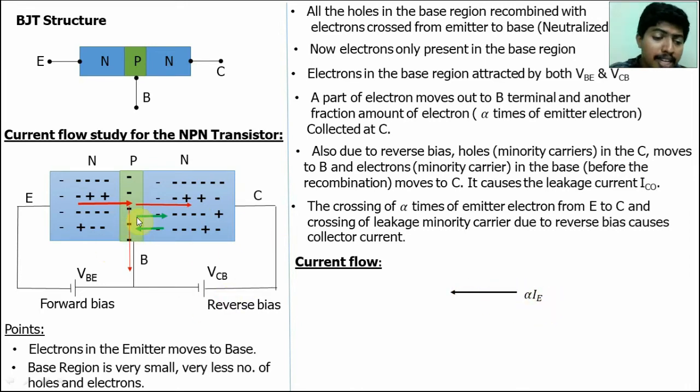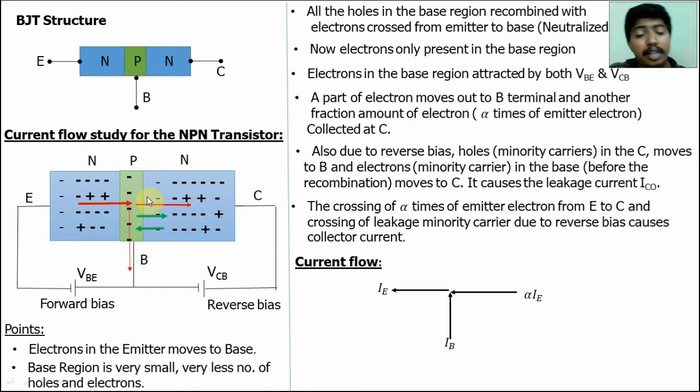In the base side, electron movement is from top to bottom. So current flow will be bottom to top, base current IB. The total electrons cross from emitter to base. So the current will be opposite, IE. This is the current flow.